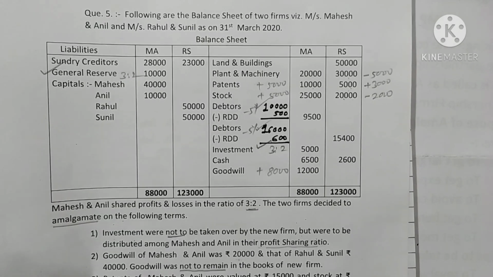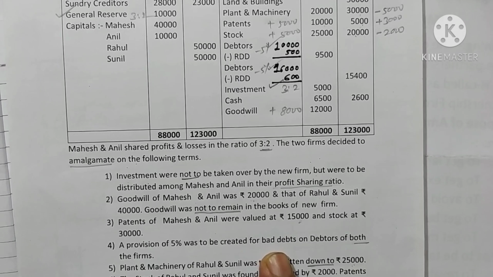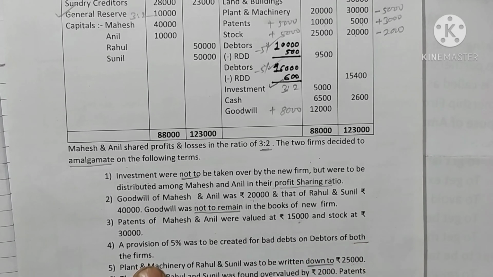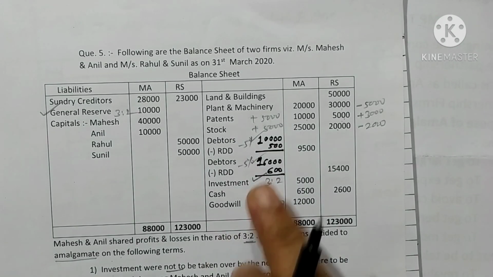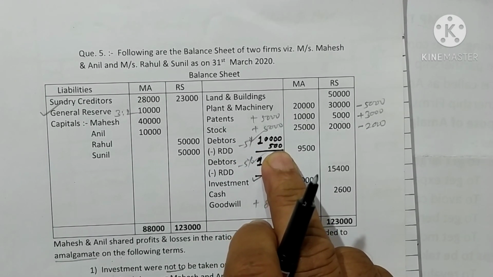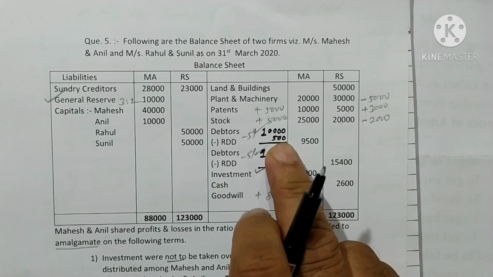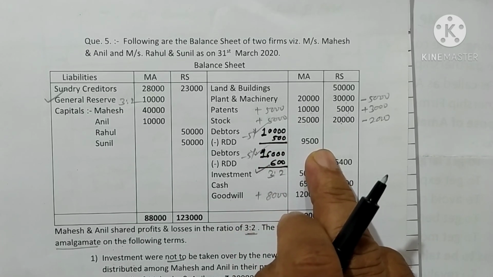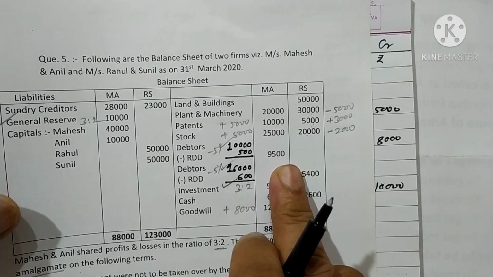Next is the fourth adjustment. A provision of 5% was to be created for bad debts on debtors of both firms. Here, debtors are rupees 10,000. 5% comes to 500. Here, the old RD is also 500. The new RD and old RD are the same. Therefore, debtors are to be transferred as they are to the new firm. No entry will be made for RDD purposes.